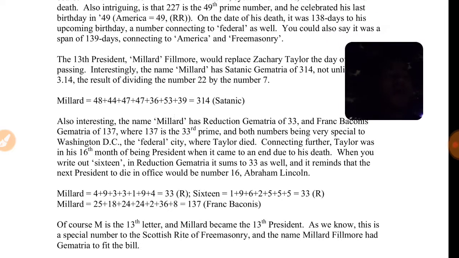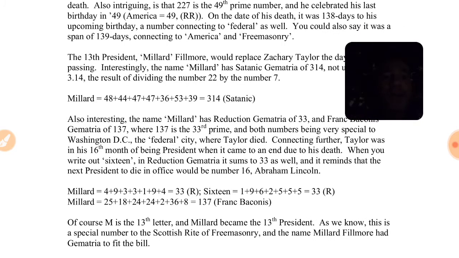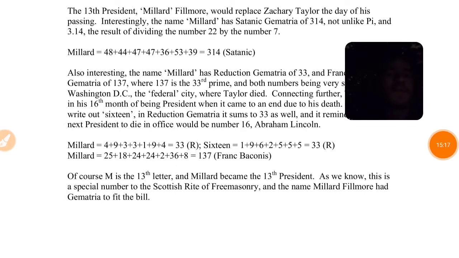Connecting further, Taylor was in his 16th month of being president when it came to an end due to his death. When you write out 16 in reduction gematria, it sums to 33 as well. And it reminds that the next president to die in office would be number 16, Abraham Lincoln. Millard 33 in reduction, 16 is 33 in reduction. Millard is 137 in Frank Bacon.